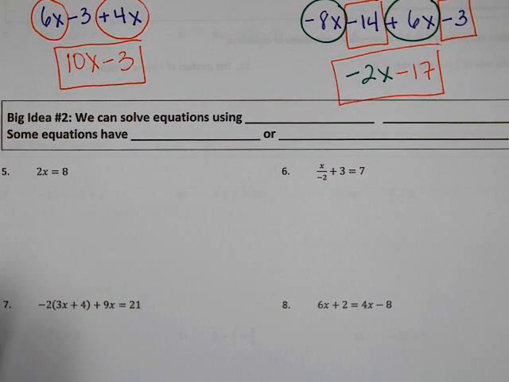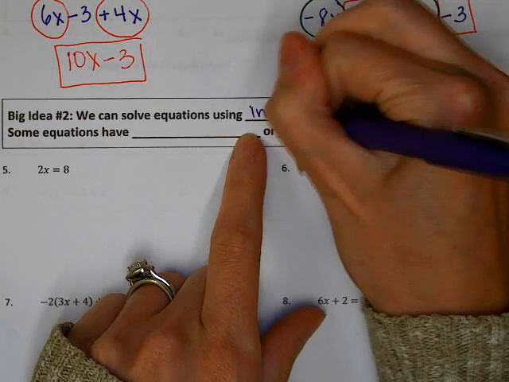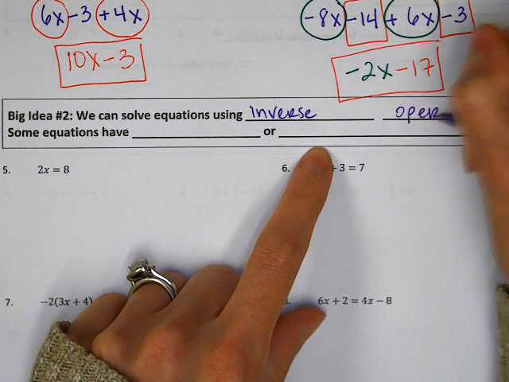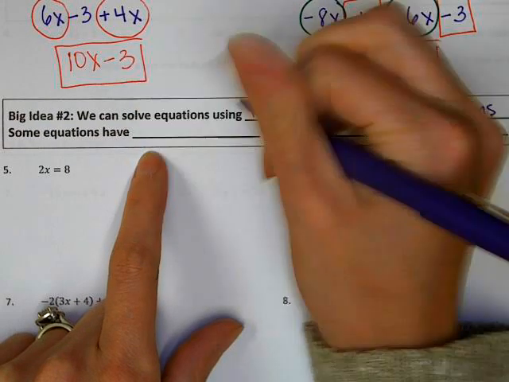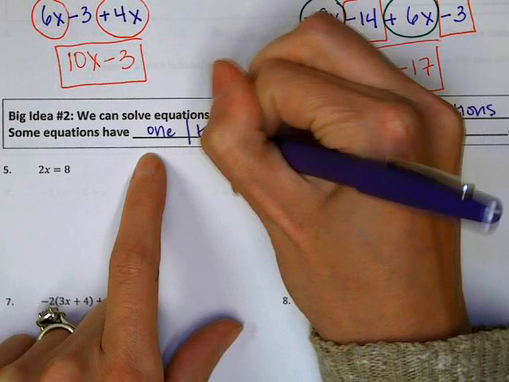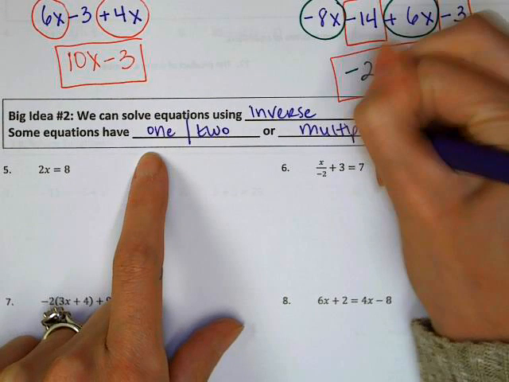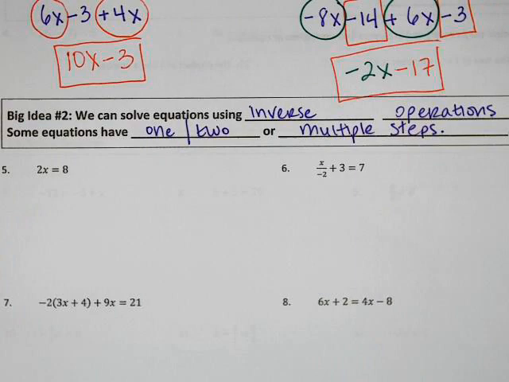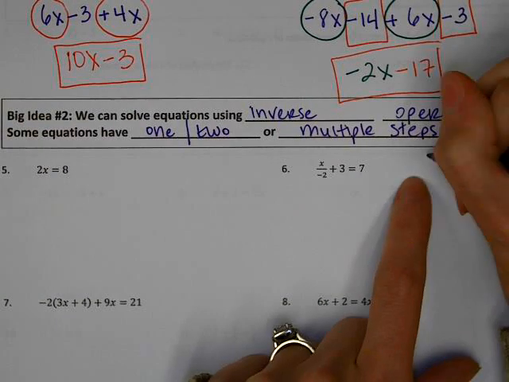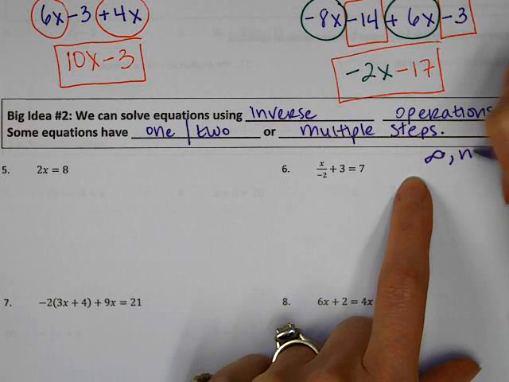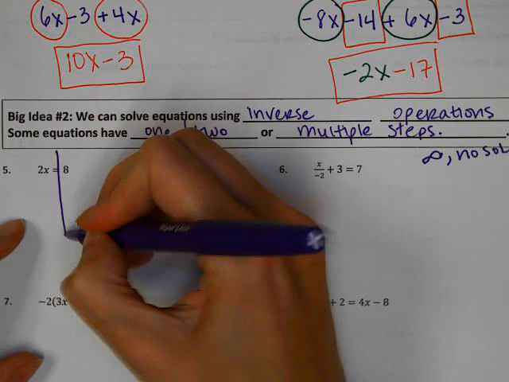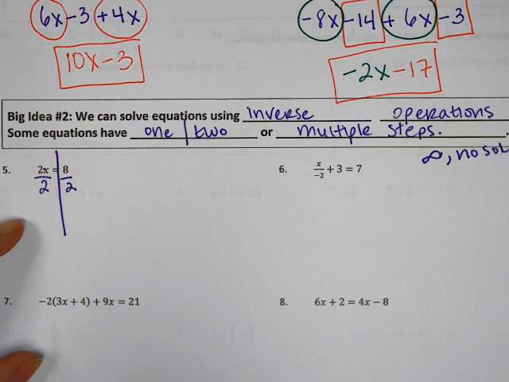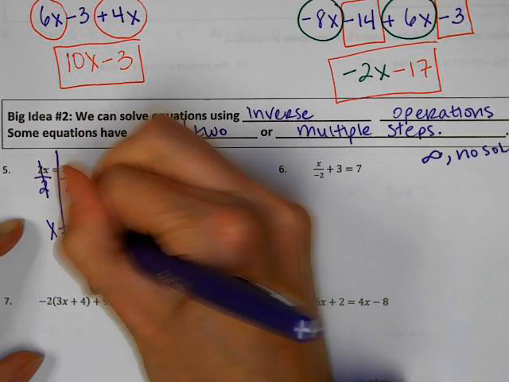We can solve equations using inverse operations. Some equations have 1, 2, or multiple steps. Also, some equations have infinitely many solutions or no solutions. All right, let's try a bunch. So number 5, to undo multiplying by 2, we divide by 2. And these cancel, you get x equals 4.